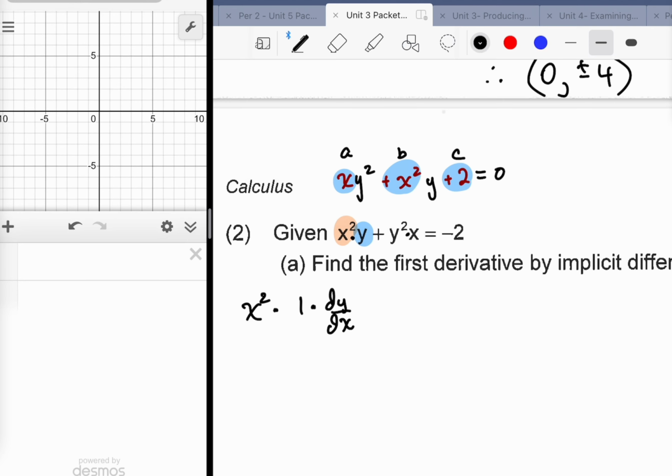Alternatively, you could say, well, I'm taking the derivative of y with respect to x. That's the same as saying dy/dx. All right, plus the second function, y, times the derivative of the first, which would be 2x, slap on a dx/dx.